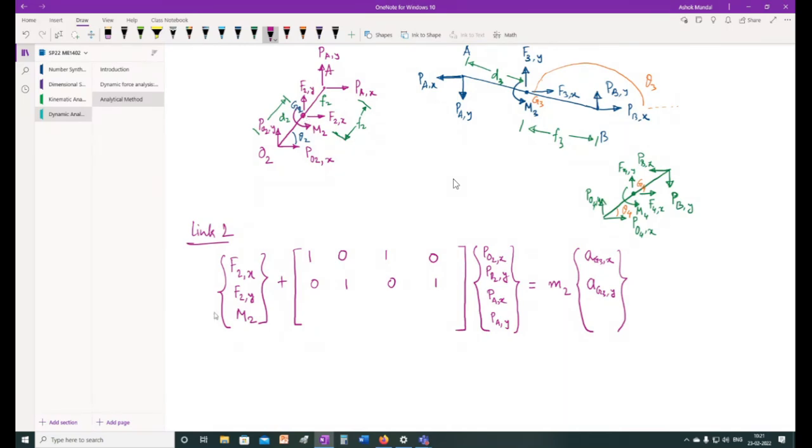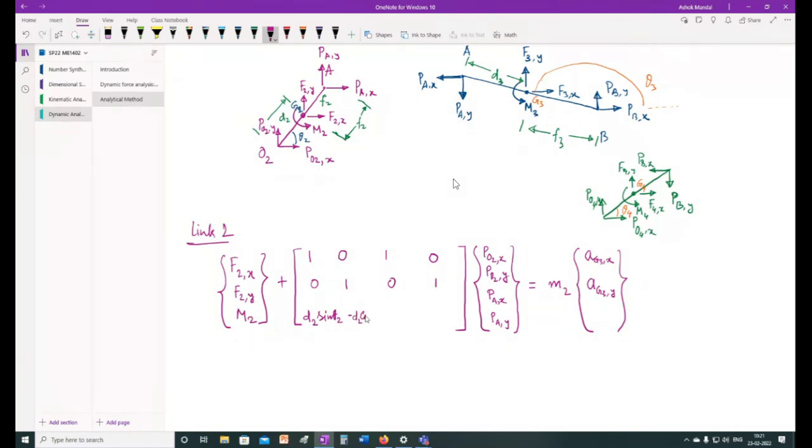Now you tell me. D2 sin theta 2. Right? Because we need the distance from this point to this point, this distance for the moment. D2 sin theta 2. What about the next point? What should we multiply D2 with this force? D2 cos theta 2, but it should be in negative direction.